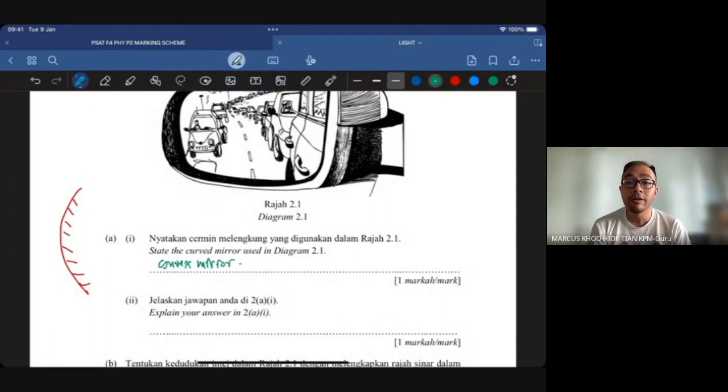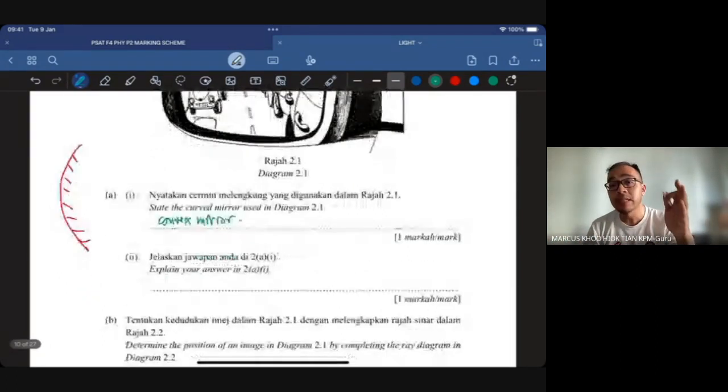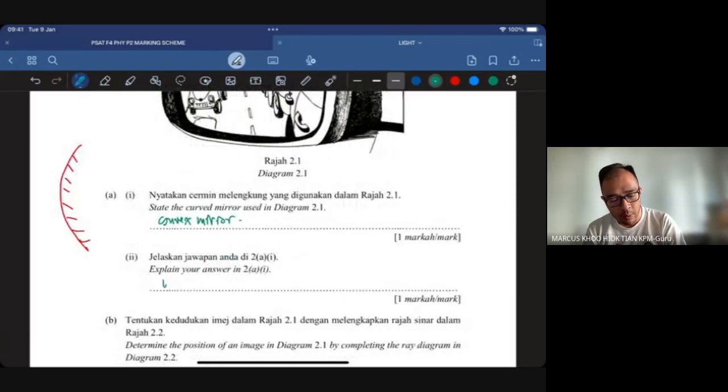Convex mirror, remember, convex mirror is C more, while concave mirror is C bigger. So the standard answer for convex mirror is always wide range of vision, or wide range of view. If you want, the marking scheme has an alternative answer.